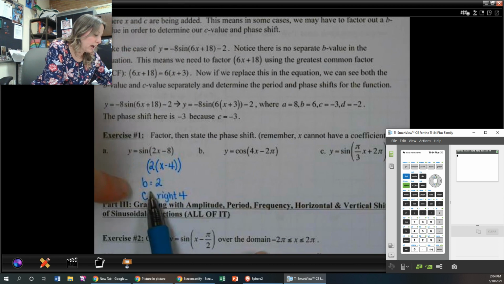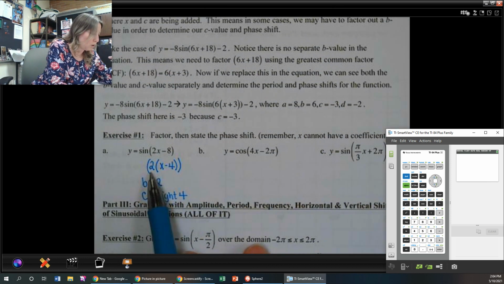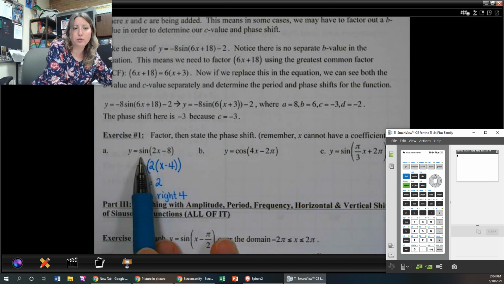Here, I know they didn't ask me for B, by the way. I just want to make sure you know that's what this GCF thing is. That's going to be your B value. That's your frequency. How many sine cycles are we going to have between 0 and 2 pi?